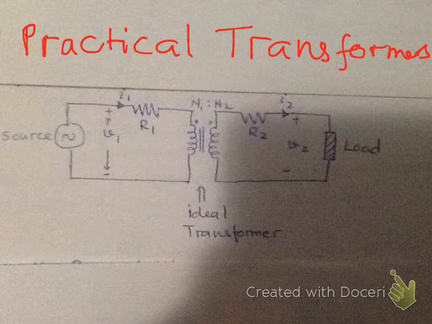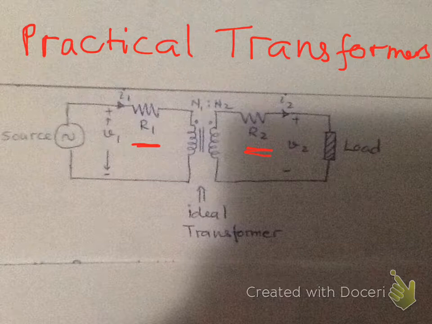The first assumption was that the windings do not have any resistance. Now, for a practical transformer, the windings on both sides have an internal resistance, represented by a lumped resistance on each side. R1 is the resistance of the primary winding, and R2 is the resistance of the secondary winding. So step number one, we have incorporated the winding resistance, and this is one part towards a practical transformer.